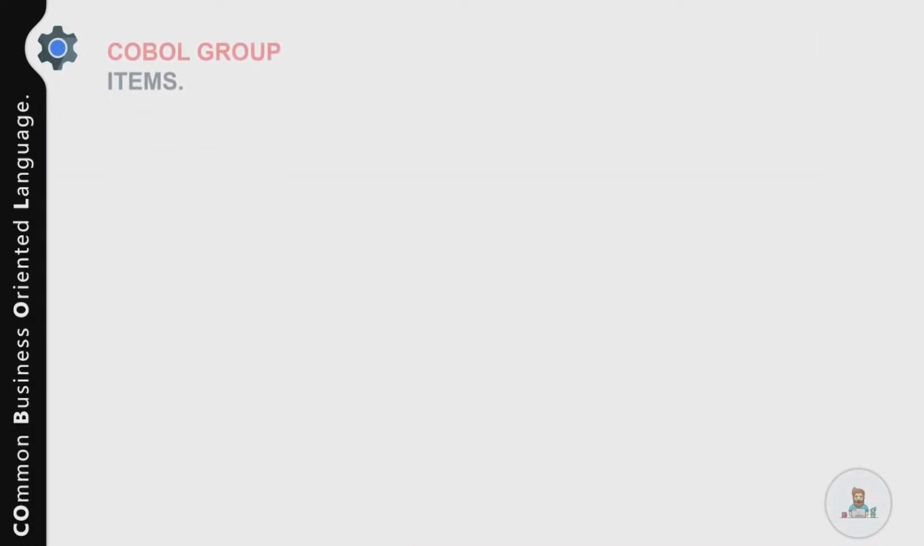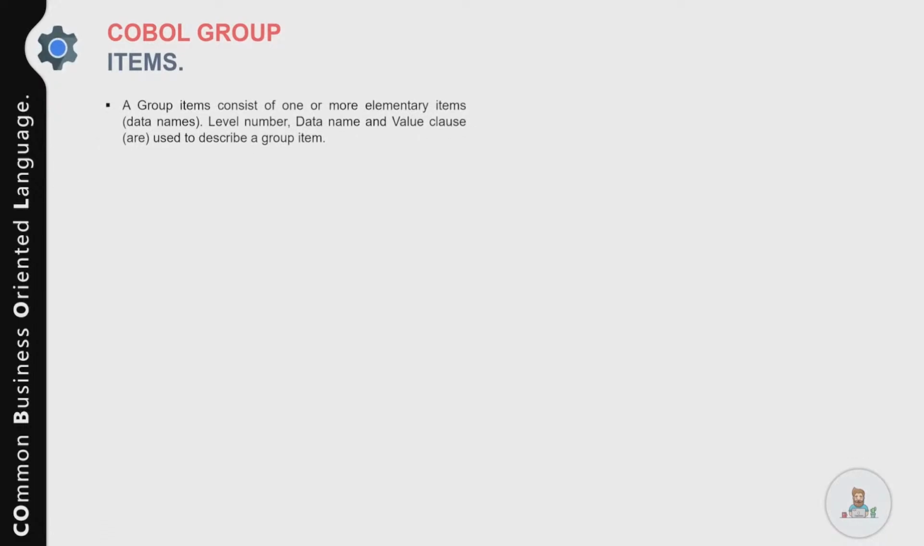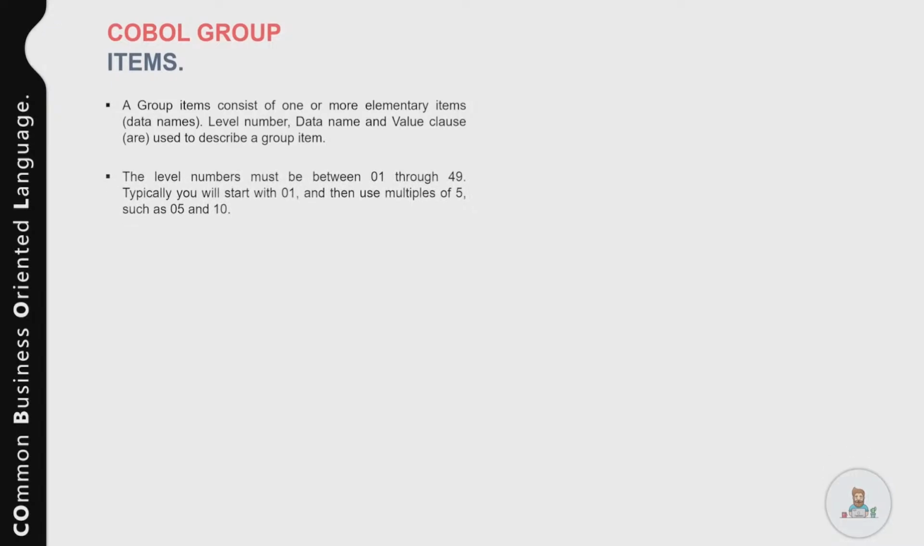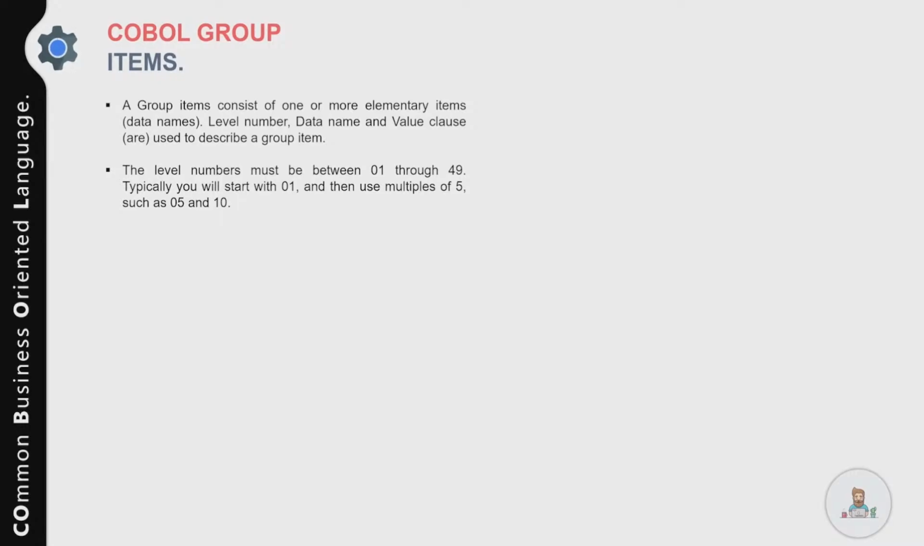Now let's talk about group items in COBOL and how you can define them in your COBOL program. So by definition, a group item or group variable is one that consists of one or more elementary items. And to define a group variable, you need a level number, you need a data name, and a value clause. However, value clause is optional. The level number must be 1 through 49. Typically, you start with 1 and then you use multiples of 5.